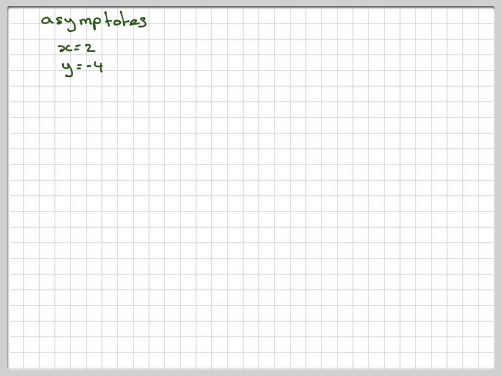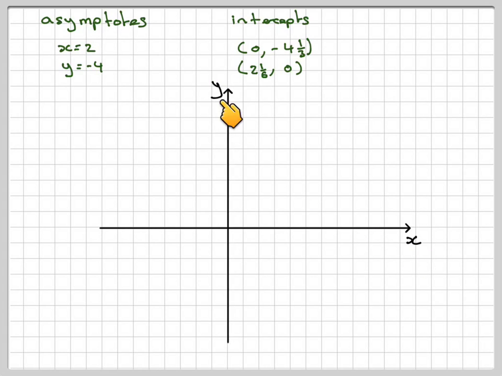So let's write down a summary of all the things. We've got the asymptotes at x is equal to 2 and y is equal to minus 4, and intercepts at (0, minus 4 and 1/3) and (2 and 1/6, 0). So draw yourself a set of axes, label them x and y, and put arrows on the ends. First of all, it's easier to put on the asymptotes. So find x is equal to 2 and draw a line. Everywhere along here, the x-coordinate is equal to 2. Find y is equal to minus 4, so it's going to be down here. This is y is equal to minus 4.